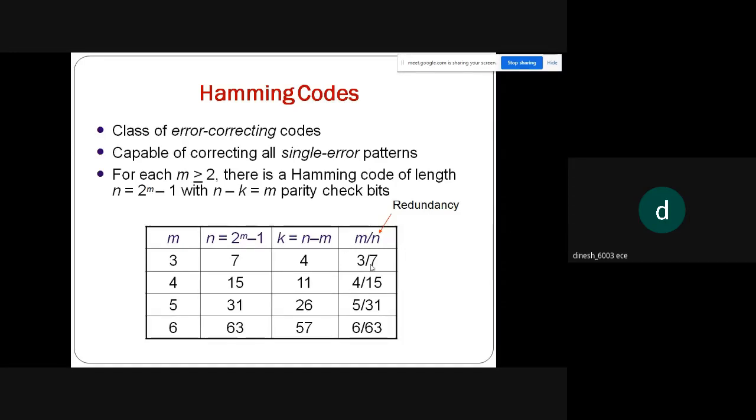Okay. So from this, what I would like to illustrate is that as the Hamming distance increases, the redundancy tends to decrease. If redundancy decreases, what will happen? Efficiency will increase. Code efficiency will increase. So this is what I would like to illustrate.